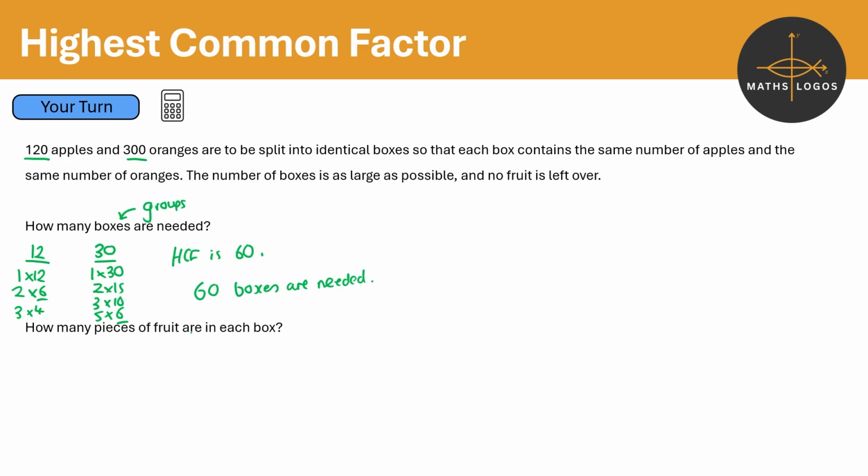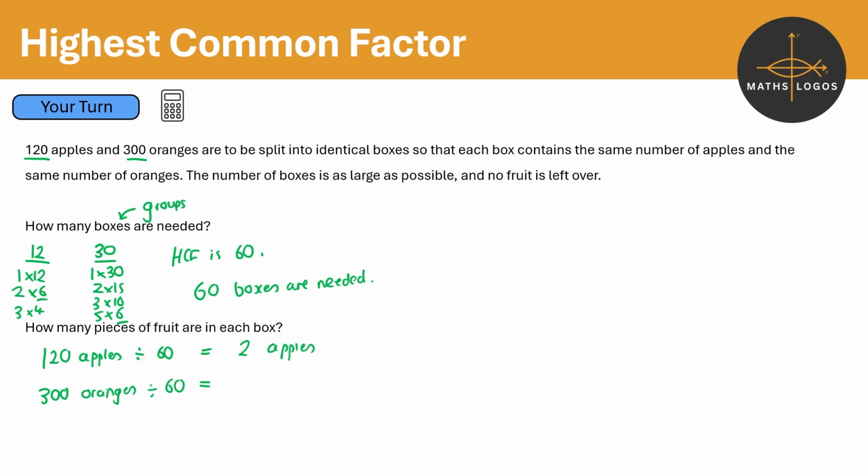Well, if we're dividing into 60 boxes, if I take my 120 apples and I divide them into 60 boxes, there would be 2 apples in each box. And I'll do the same thing with my oranges. I'll take my 300 oranges and I'll divide them into 60 boxes.